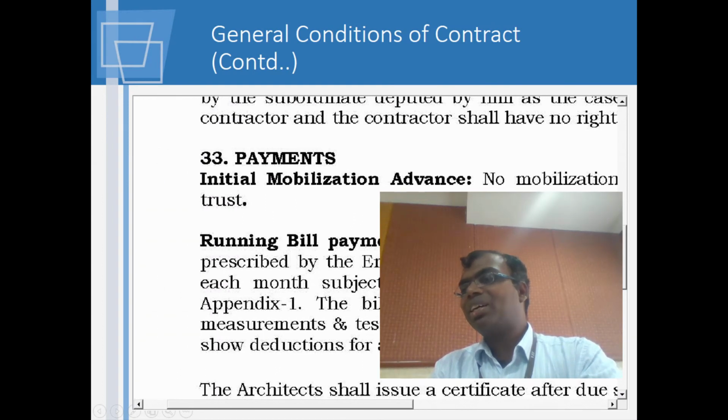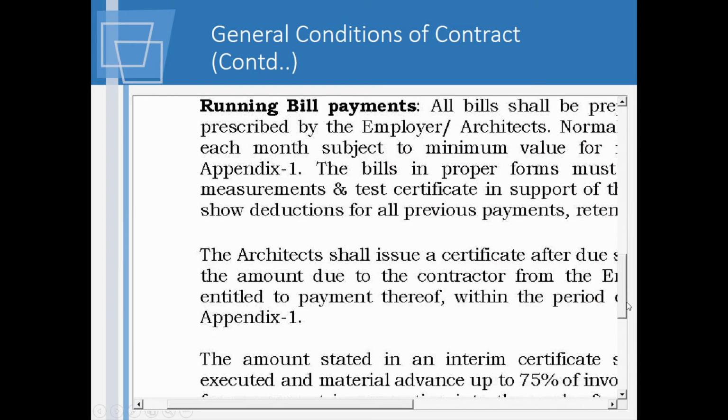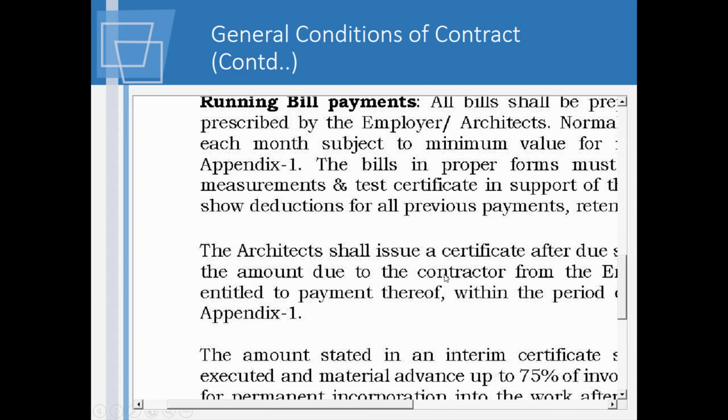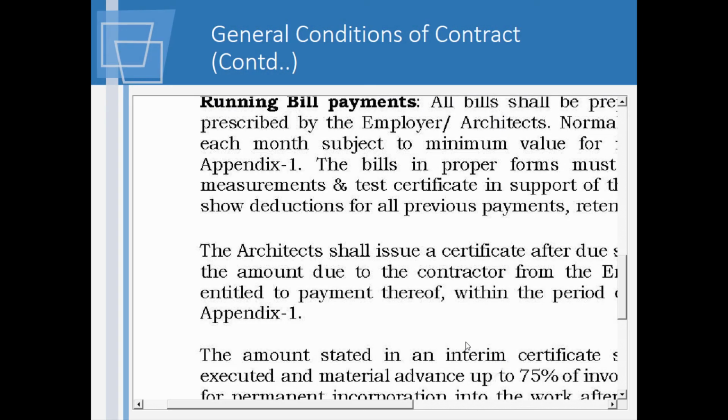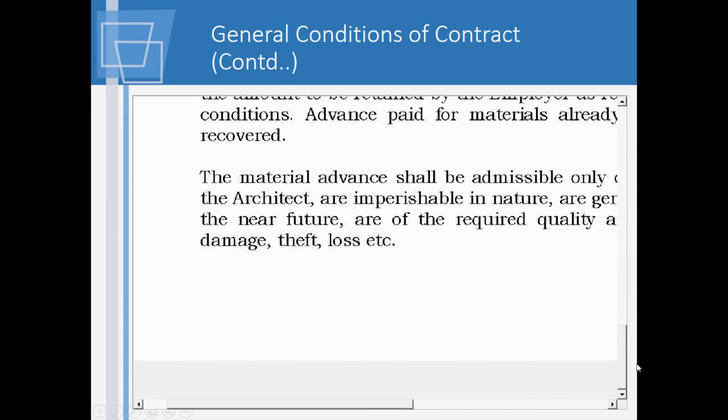How they are going to take into account running bills is mentioned. Here, if you see, the architect shall issue the certificate and then it will be paid. Measurement may be taken, but the architect has to come and validate in this particular case. So depending on the type of work, the way the bill is going to be processed will change.